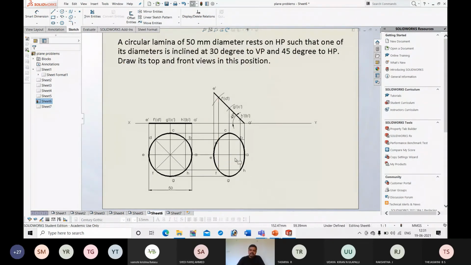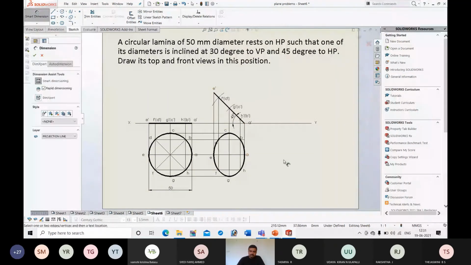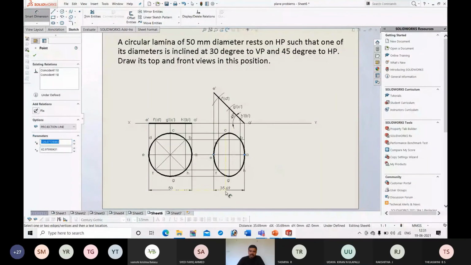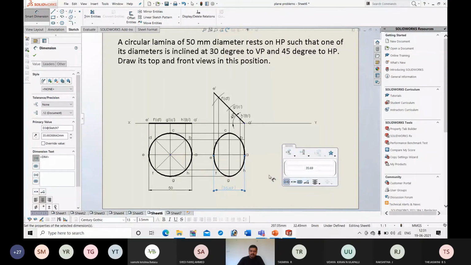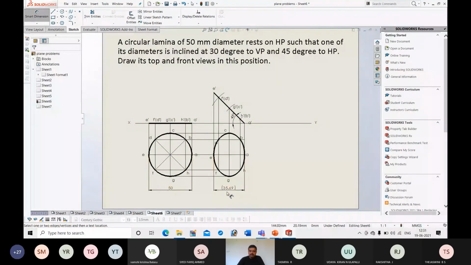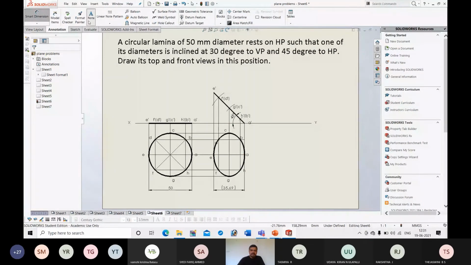Now we should check whether we have true length of the diameter. Initially it was 50. Now because of inclination with HP, measure the length of this diameter. So it is 35.69. That means the length of the diameter got reduced from 50 to 35.69. That means we have false length of the diameter. So given inclination is true, we have false length of the diameter. That means here also we should find out beta. So again I will follow the same procedure.